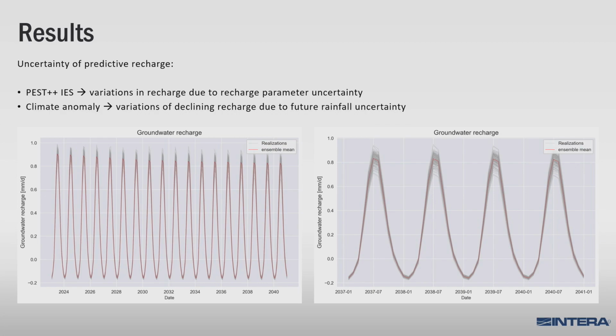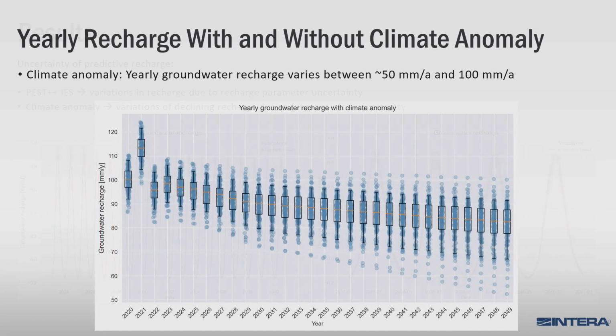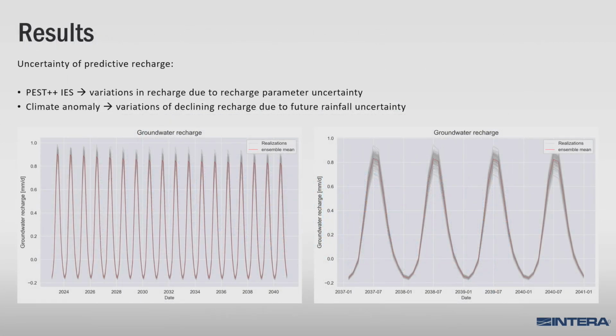And at this zoomed area, you can see the different variations between the different ensemble realizations. But of course, this is the combined uncertainty of parameter uncertainty and climate anomaly uncertainty.